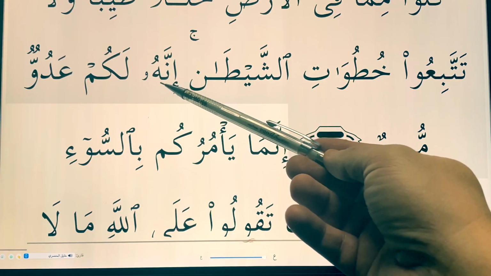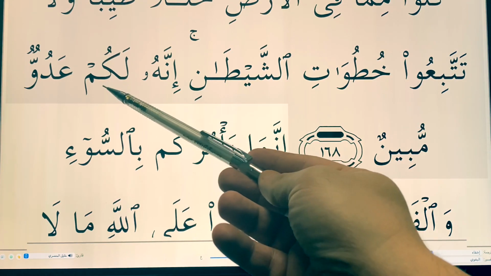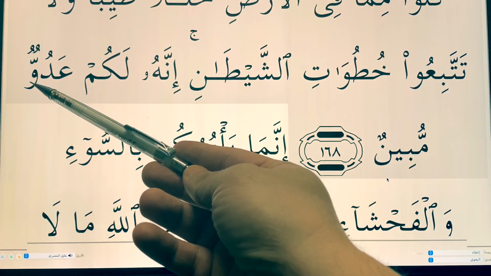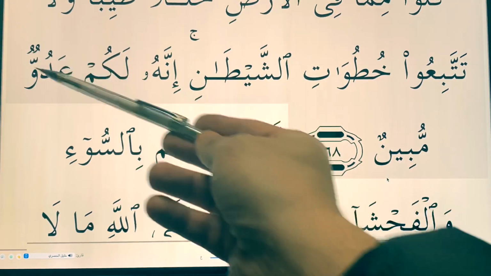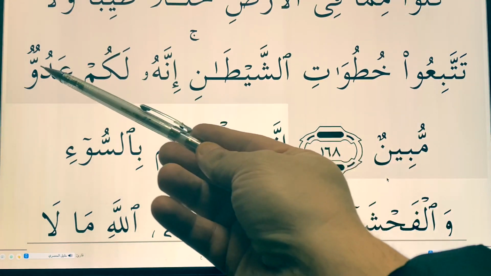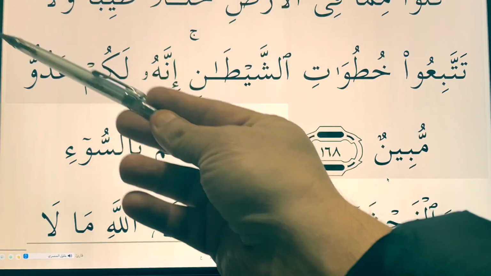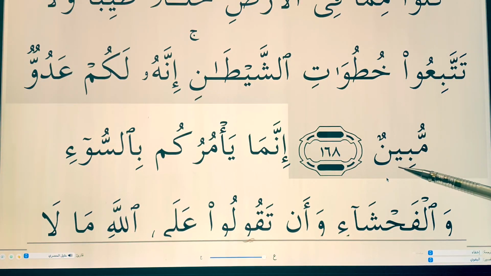Innahu lakum aduwwun mubin. Aduwwun mubin. Why does this mim have a shadda? Because it assimilates with this tanween, this dhammatain. Aduwwun mubin. Otherwise this would have been aduwwun, but this assimilates with the mim. Aduwwun mubin. Okay, next ayah.